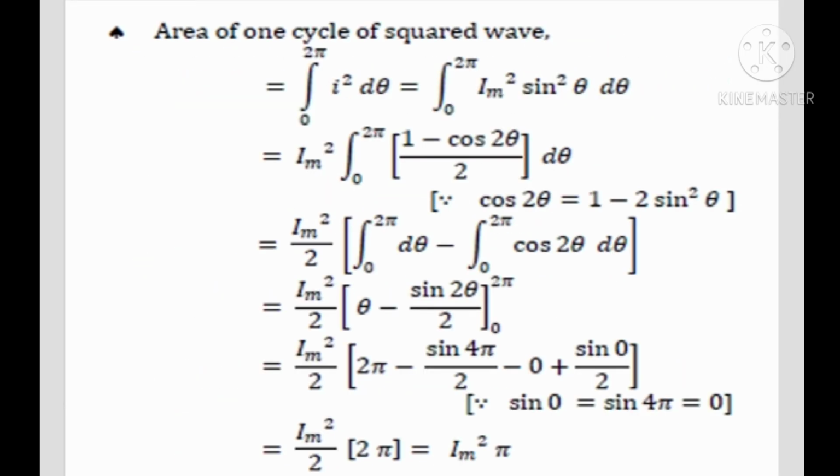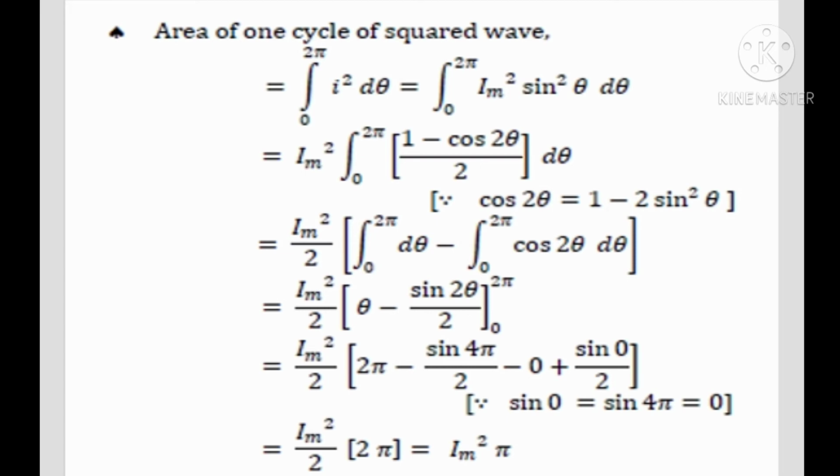The area of one cycle of the squared wave can be written as integral 0 to 2 pi of i squared d theta, which is equal to integral 0 to 2 pi of Im squared sin squared theta d theta. Here i is replaced as Im sin theta. Here Im squared is taken outside and sin squared theta is replaced by (1 minus cos 2 theta) by 2.